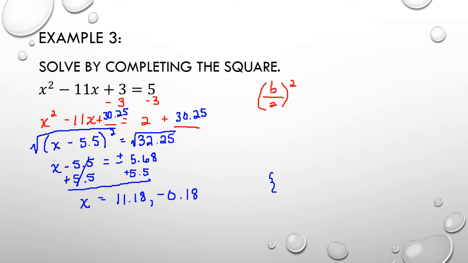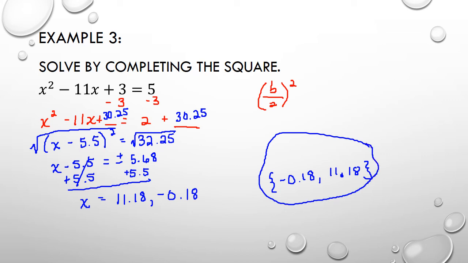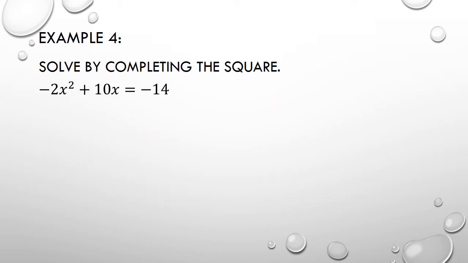Write your answers in the braces. Doesn't matter which order it goes in. And there's your two solutions. All right, let's try one more example.